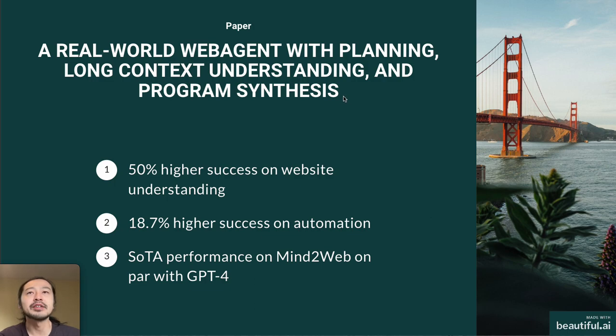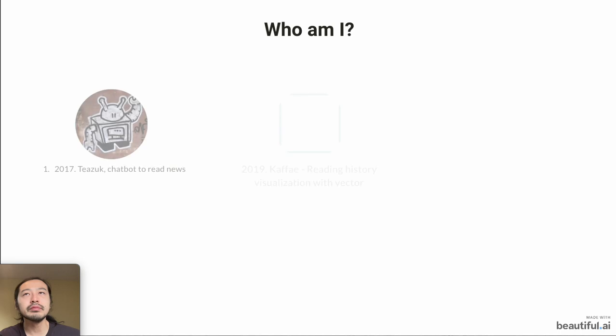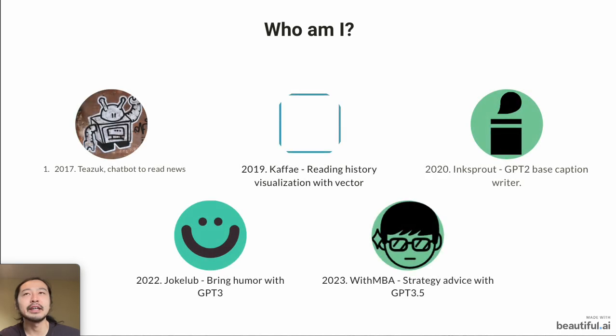So it achieved higher success on website understanding, 18.7% higher success on automation, and state-of-the-art performance on Mind2Web, on par with GPT-4. We will cover the whole picture on these slides. And who am I? I am coming from a product background with AI, especially NLP techniques. So let's get that out of the way.